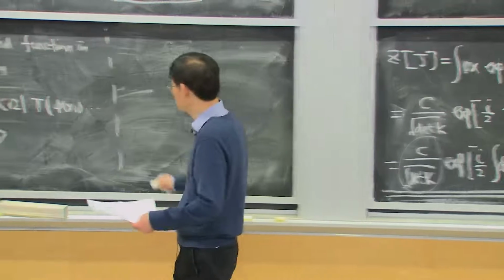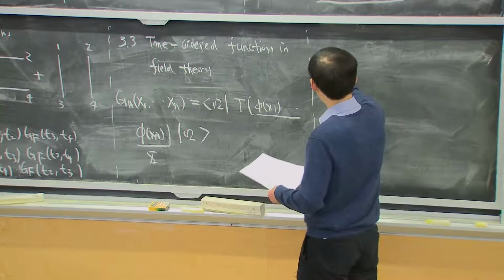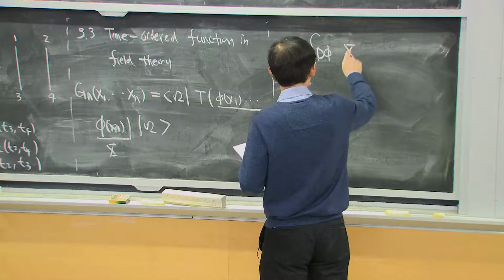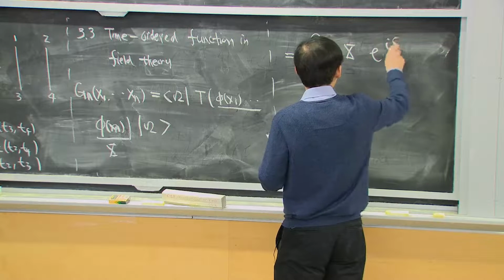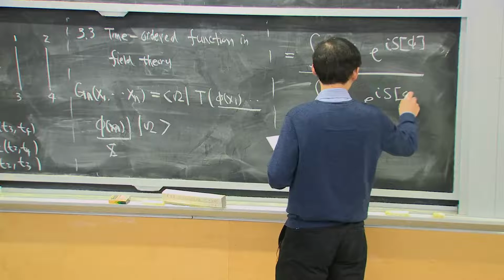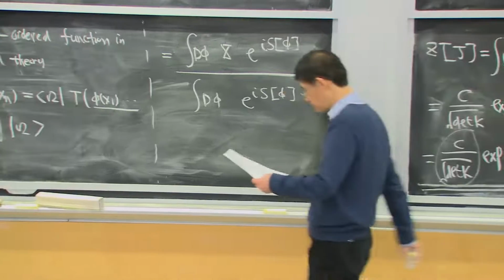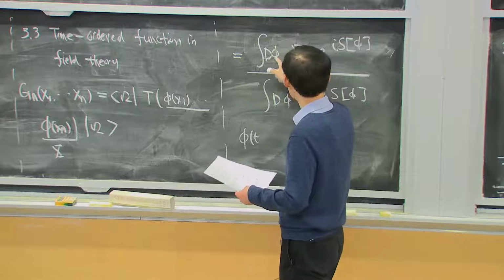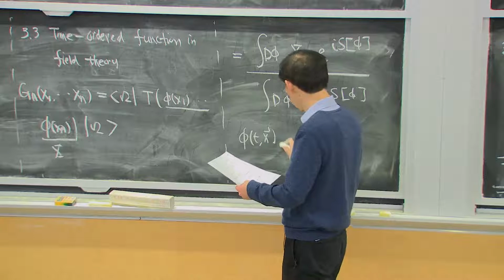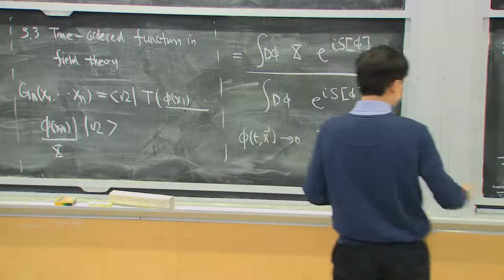So now again, we can immediately write down the answer in field theory. Just replace dx by d phi. Then you have this insertion, capital X, with e to the i S of phi, divided by the integral of d phi without the insertion. And now the boundary condition is that when you do this path integral, t goes from minus infinity to infinity, and phi should go to 0 for both t equal to plus and minus infinity. That's the analog of the previous condition x equal to 0.